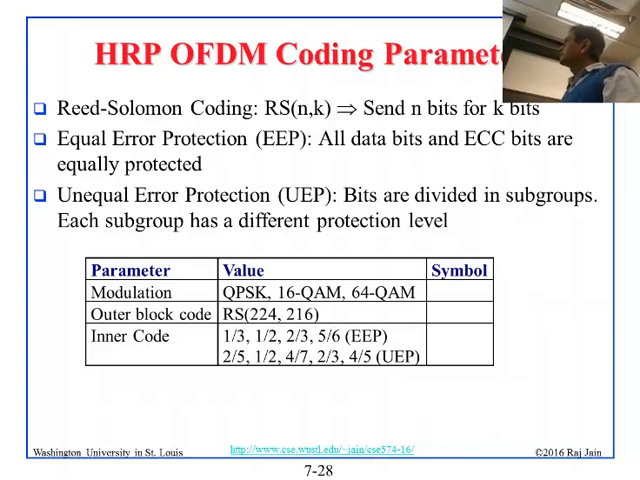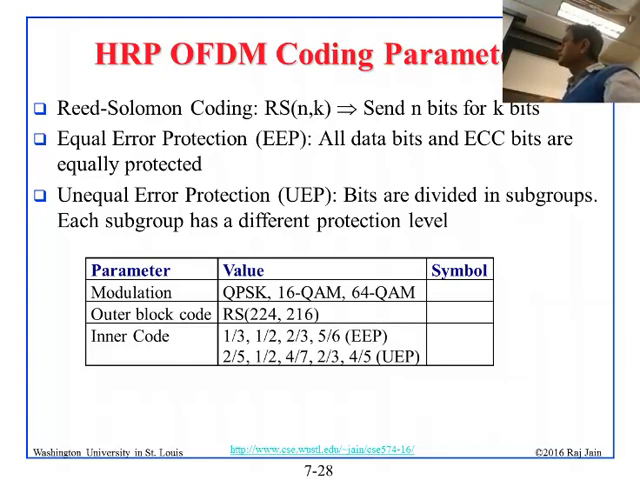The second code is the inner code, and that is where you send 2 for 1, or 3 for 2, or 6 for 5, and so on and so forth. And this is in addition to RS. This particular code has two different kinds of coding here in our code. One is called equal error protection and one is called unequal error protection, EEP and UEP.